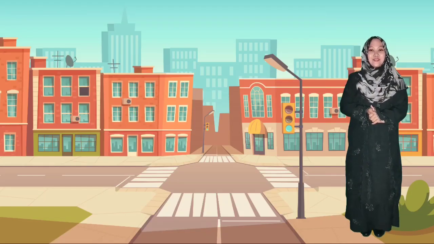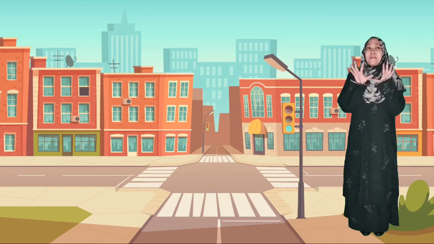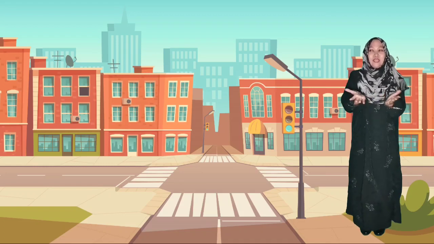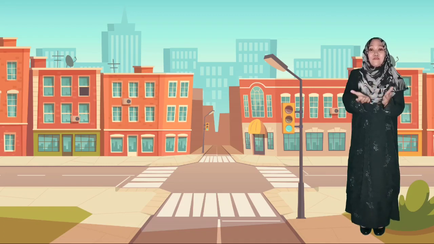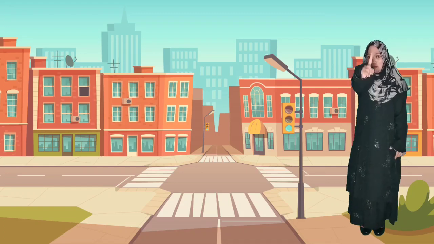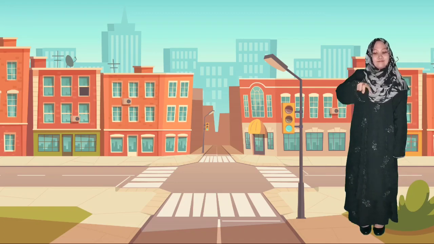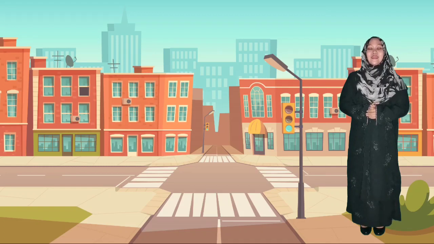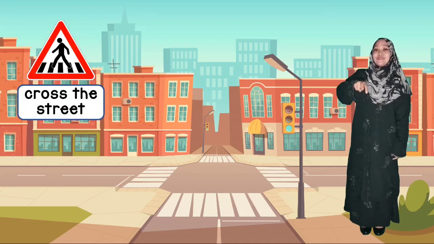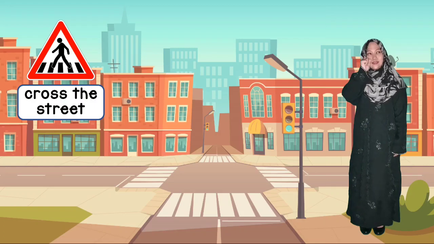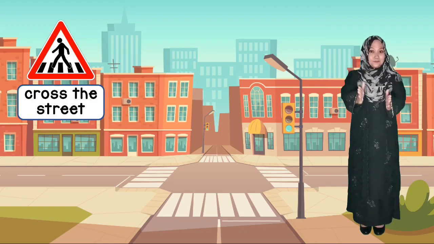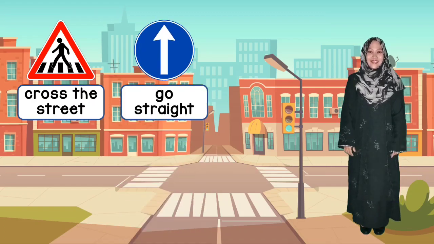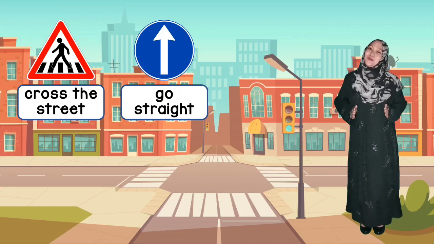Before we end our lesson today, I would like to play a miming game with you. Are you all ready? You can play this game with your friends or your family at home too. Number one. What do you think? It is cross the street. Next. Which sign it is? I'm sure you know it's easy. Go straight.